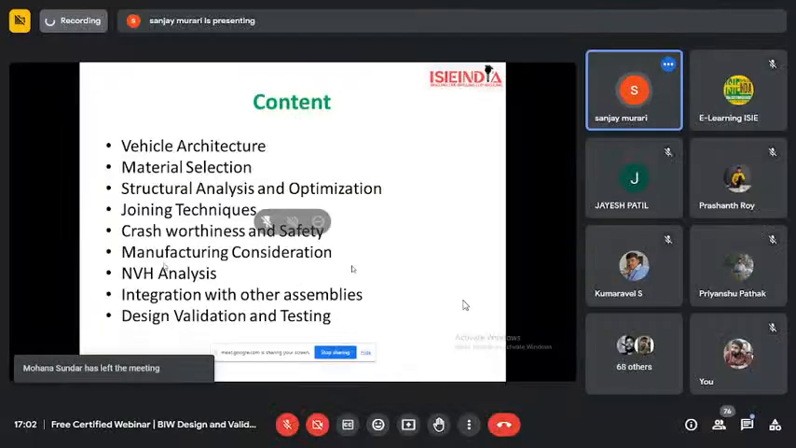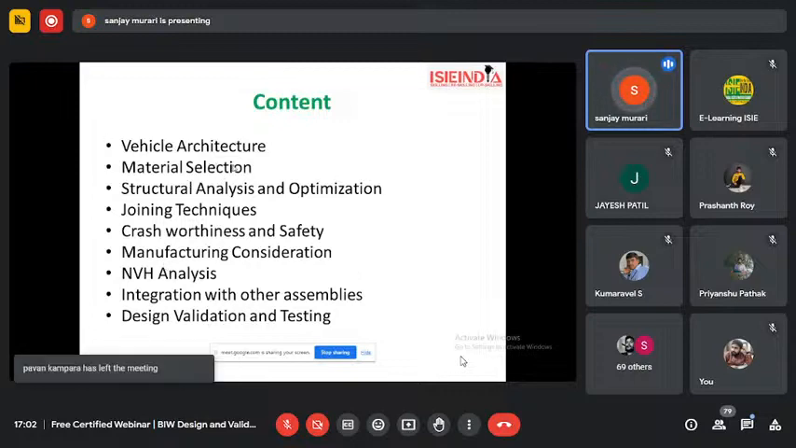Vehicle architecture. Here we'll see how the automobile, the car architecture, will be, what the assemblies included in it are, what the importance of each assembly is, and how they are connected to each other. Then the material selection: as the topic itself is BIW, for a particular BIW, how the material selection will be done, or what kind of materials are used, that we are going to see.